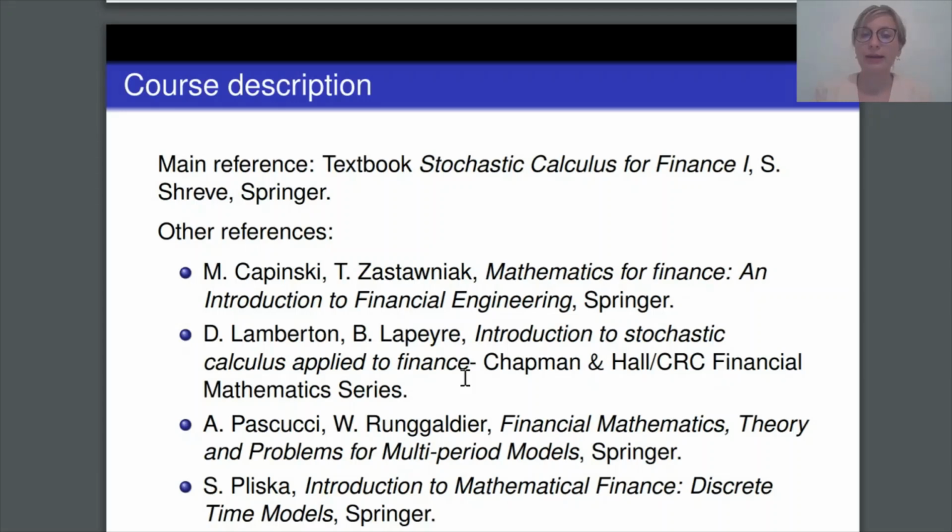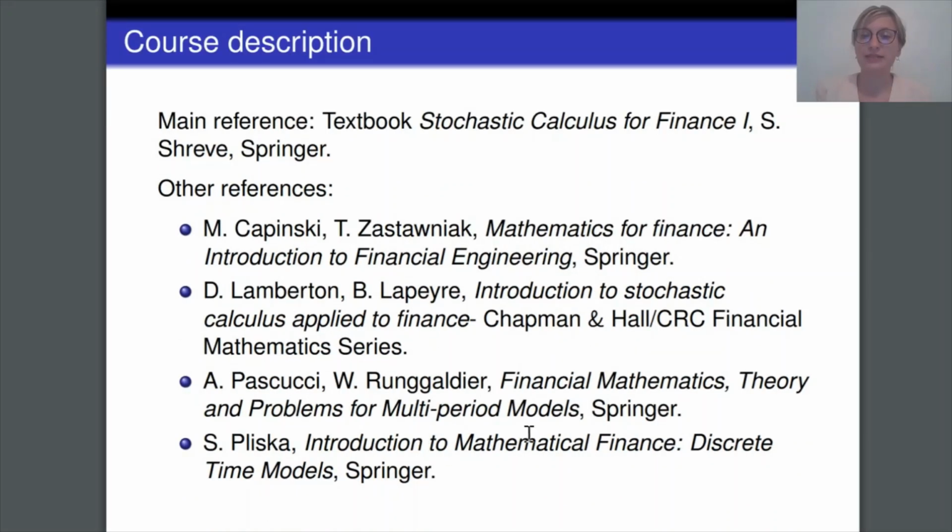Moreover, the mathematical level is a bit higher, but for those who are curious to know a bit more, it's a very good book. Another book is by Pascucci and Runggaldier, Financial Mathematics: Theory and Problems for Multi-Period Models, again published by Springer. And a last reference that I can give you now is by Pliska, a very well-known author in the field, and his book is called Introduction to Mathematical Finance: Discrete Time Models. It's also a useful reference.